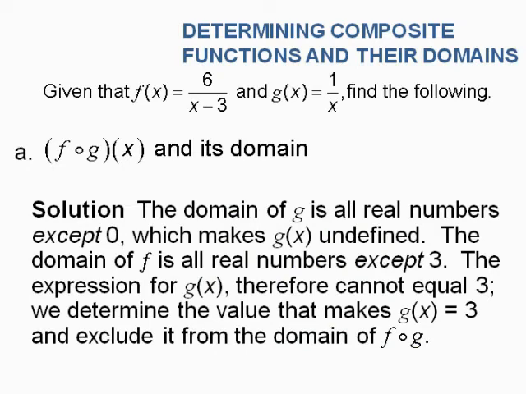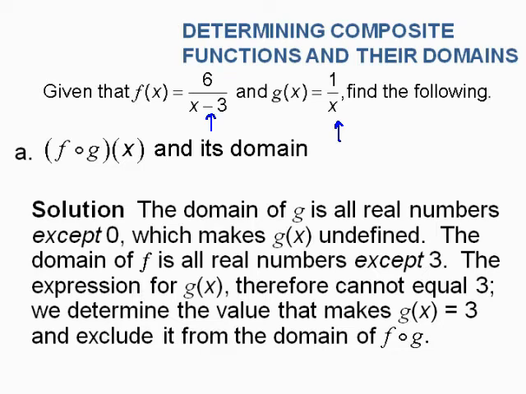Now, looking at these two functions, we want to find the domain of f of g of x. So we look down here and say the domain of g is all real numbers except 0. If I put 0 in for x, that's going to be an undefined fraction. The domain of f of x is all real numbers except 3. Whatever makes the denominator 0 makes the fraction undefined. Division by 0 in math is undefined. So the expression for g of x, therefore, cannot equal 3.